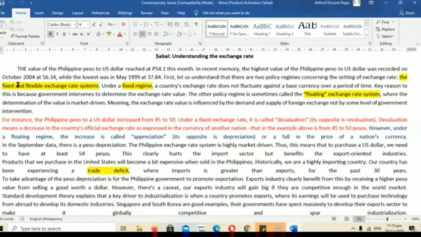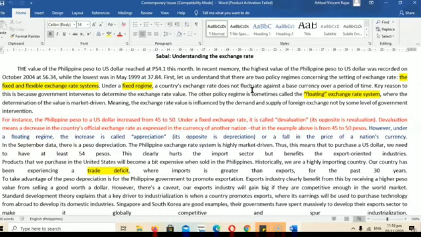Under a fixed regime, or the fixed exchange rate, a country's exchange rate does not fluctuate. When we say fluctuate, it means the value would quickly go down or quickly rise, against a base currency over a period of time. When we say base currency, the base currency all over the world is known as the dollar, but there are instances that we also use the rich countries or the developed countries as the base currency.